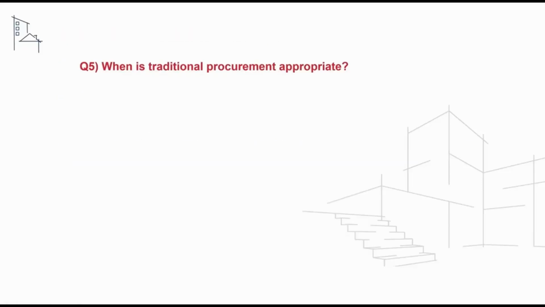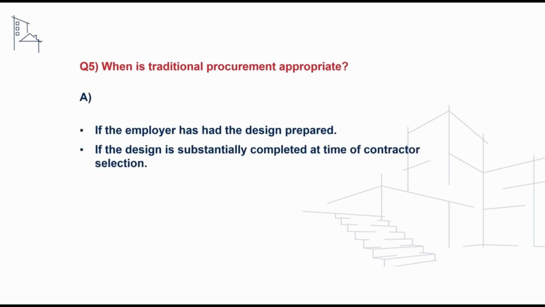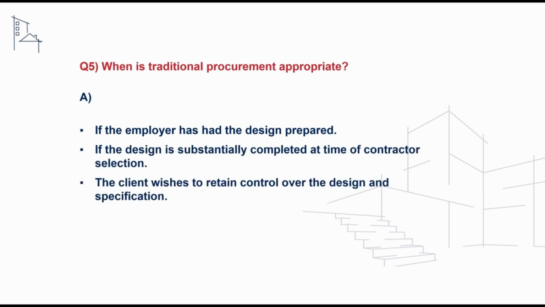Another question we may receive on this area is, when is traditional procurement appropriate? And to address this, we can say that if the employer has had the design prepared, if the design is substantially completed at the time of contractor selection, it's also appropriate in the scenario where the client wishes to retain control over the design and the specification, and if cost certainty at the start of the project is important.